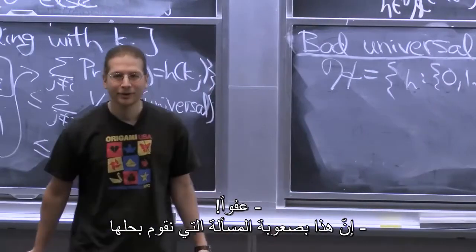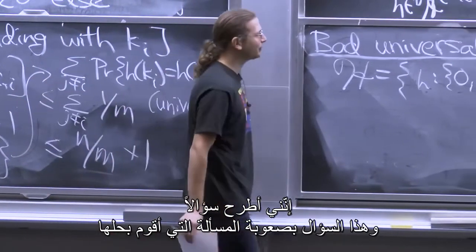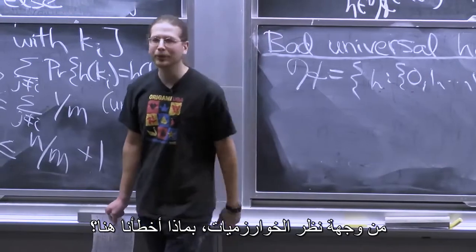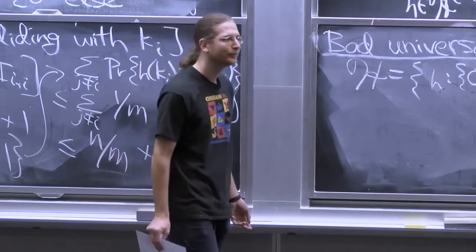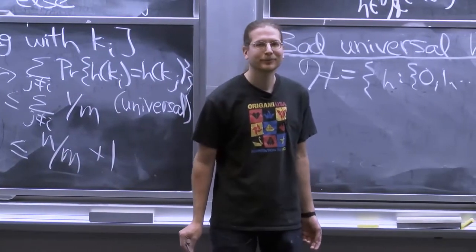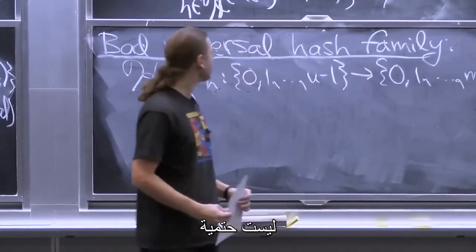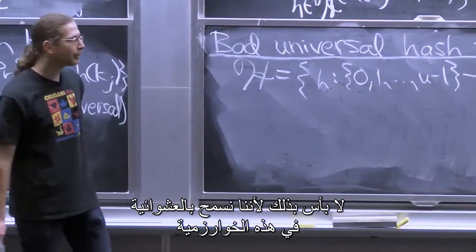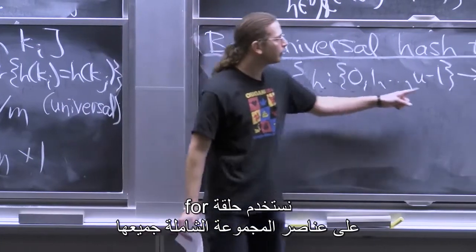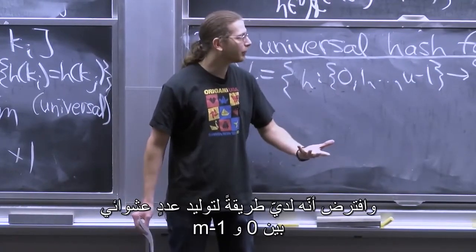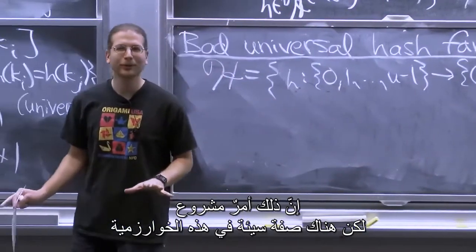Sorry? That's just as hard as the problem I'm solving. Sort of, I'm begging the question. And algorithmically, what goes wrong here? There are two things, I guess. It's not deterministic. That's okay, because we're allowing randomization in this algorithm. So how I would compute this is I would do a for loop over all universe items. And I assume I have a way to generate a random number between 0 and m minus 1. That's legitimate. But there's something bad about that algorithm.